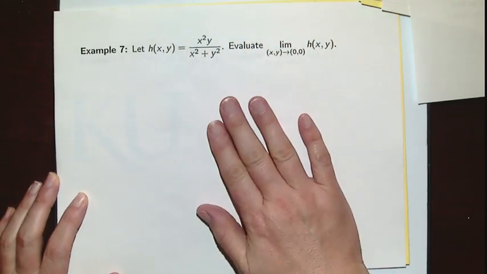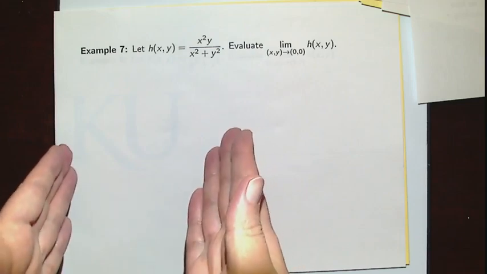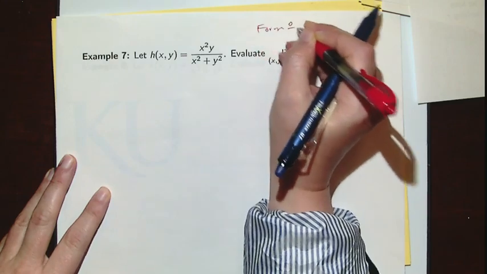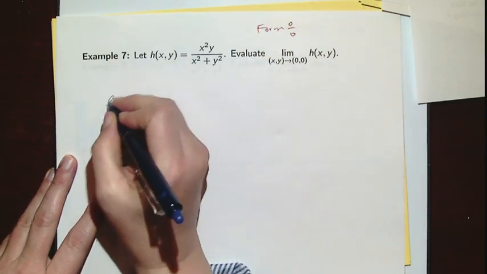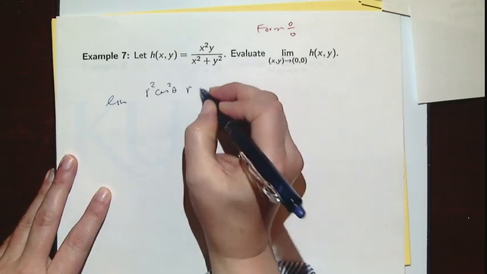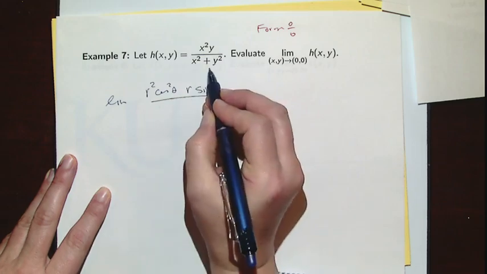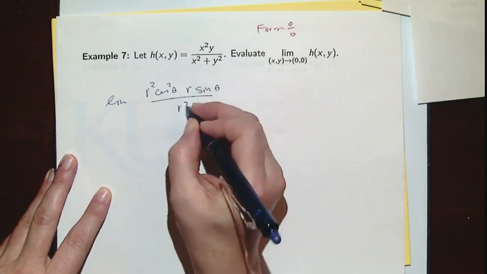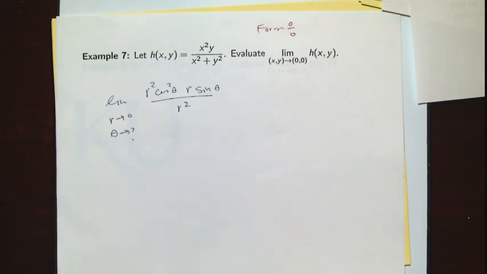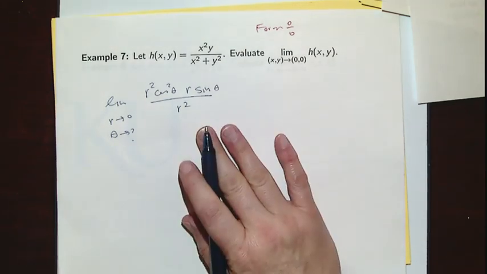Okay, I'm starting back. Let's try to do it on this one. Is this 0 over 0? Yes. Let's plug in. What do I get? R squared cosine squared theta, agreed? R sine theta. What's the denominator? R squared. R goes to 0. Theta, I don't know. Remember, on the previous problem, theta disappeared. I didn't have any problem with theta. But theta may not disappear every time. And this is a case where theta will not disappear.